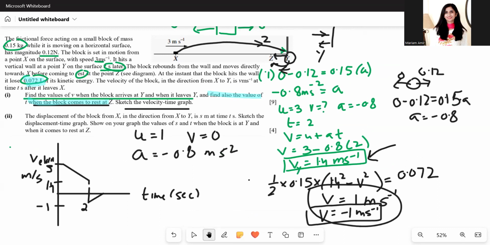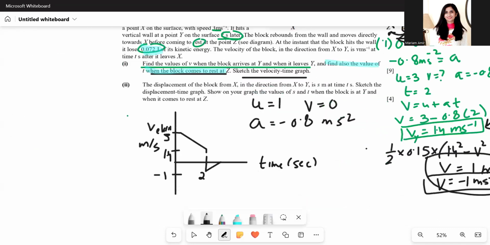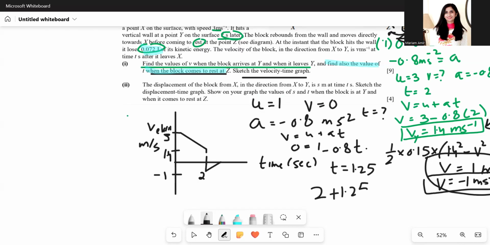Okay, now find t from these two. v = u + at will be used. v is 0, u is 1, a is -0.8, and find t from here. t comes out to be 1 divided by 0.8, which is 1.25. Add the total time, 2 plus 1.25, we get 3.25 seconds.